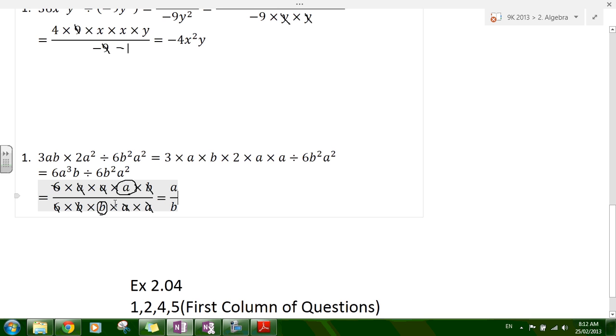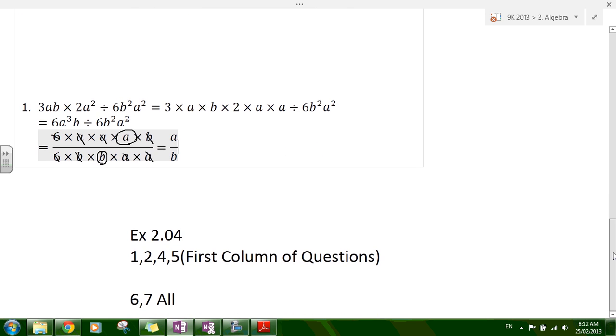Taking note that once you expand it out, take it step by step, work carefully, you'll be able to see which factors are common, and so you cancel them out. The questions I'd like you to work on: exercise 2.04, questions 1, 2, 4, and 5, do the first column, so the left-hand column, then questions 6 and 7 do all.